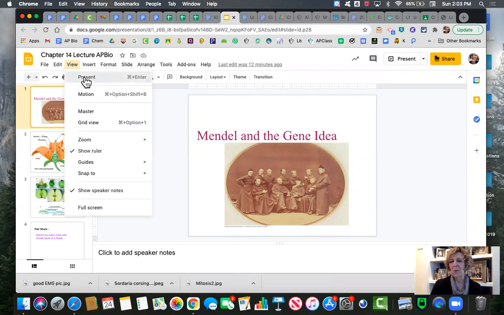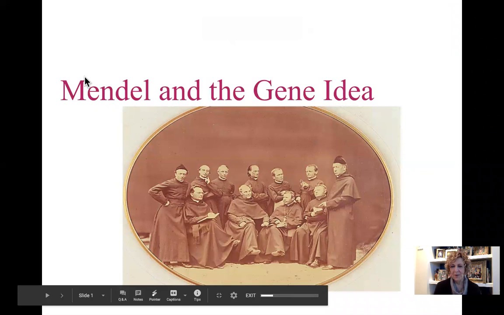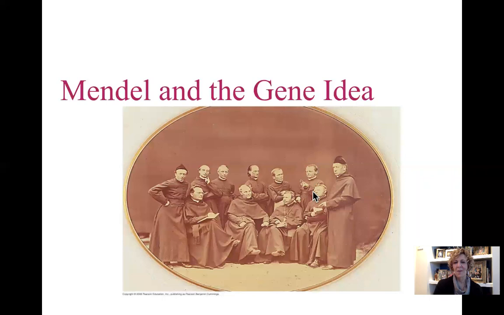So you have to talk about this monk in the 1800s named Gregor Mendel. And this picture always cracks me up because you can tell where he is. He's right here looking at a pea plant. And what's really interesting about Gregor Mendel is that he really was not so much a science person as he was a math person. And he was very strong in statistics.